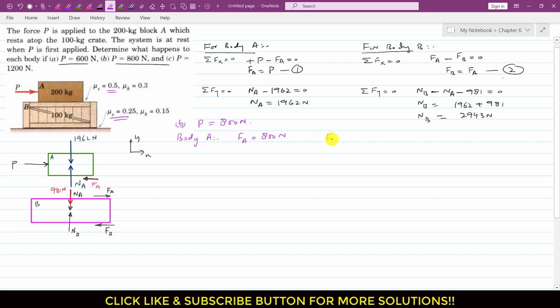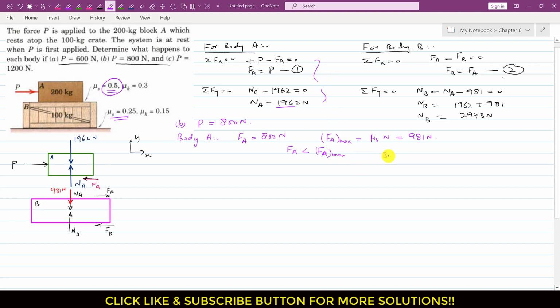And again, if we find FA max, so FA max is equal to mu S N, and mu S is 0.5 and N is constant, 1962. So 0.5 into 1962 is 981 Newtons, right? So again, we can compare that FA is less than FA max. So this means that body A is in static equilibrium, right? The assumption is accurate.